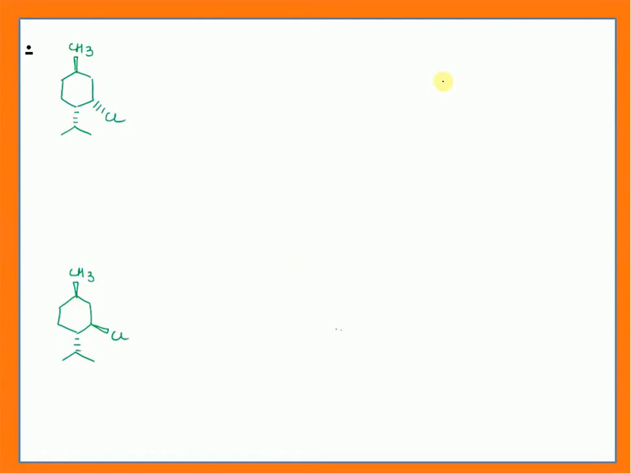We will take some more examples based on the cyclohexane ring. So we have two examples here. In the first case, I can write this ring in chair form first. Then suppose it is carbon 1, it is 2, 3 and 4. At carbons 1 and 2, we have two groups which are on the same side, meaning they are cis to each other.